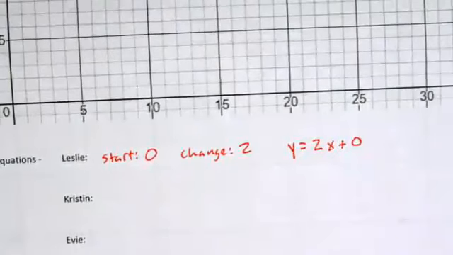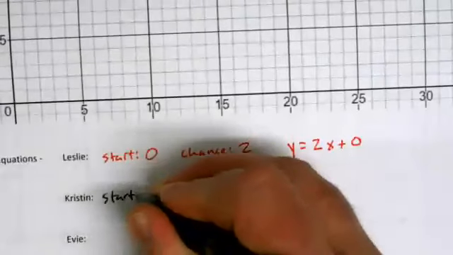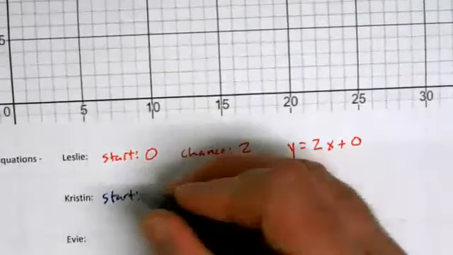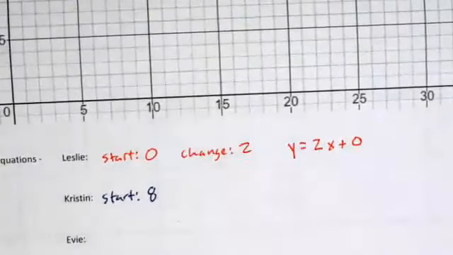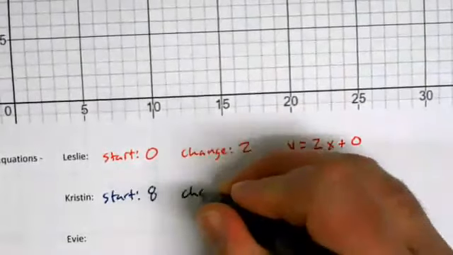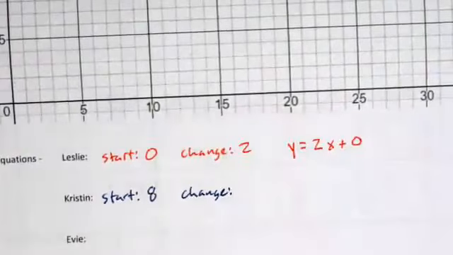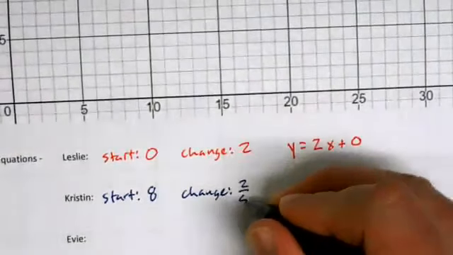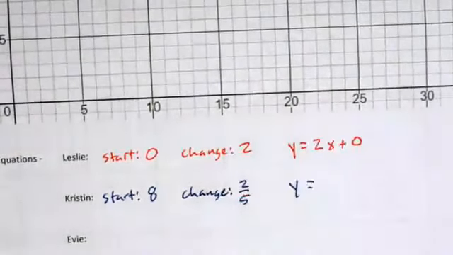All right, Kristen got a head start. Kristen, when we read it, it said she started 8 meters into the race. She got an 8-meter head start. And her change was 2/5. Can you write me an equation for Kristen, please? Y equals.